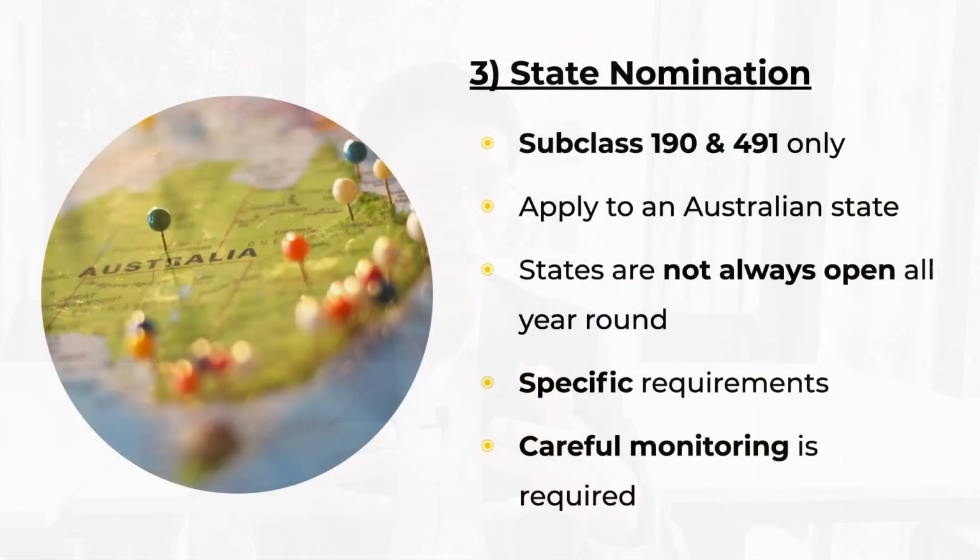So the state occupation lists open and close throughout the year. They're not always open in one state, and they're not always closed in another. So some states open, some states close. A lot of careful monitoring is required to get this stage done correctly. But basically, this stage is where you apply to whatever state is open for your occupation and where you fulfill all the requirements for that state.